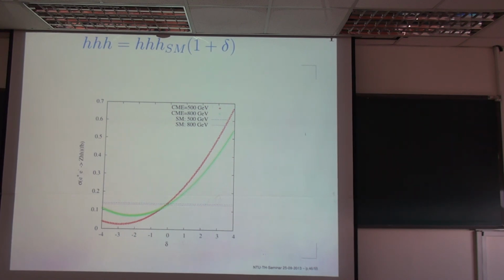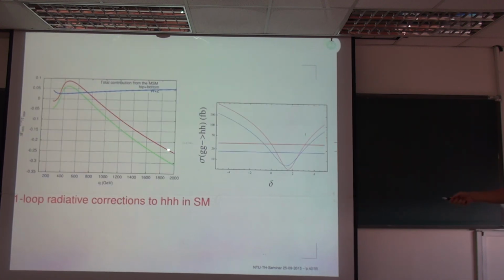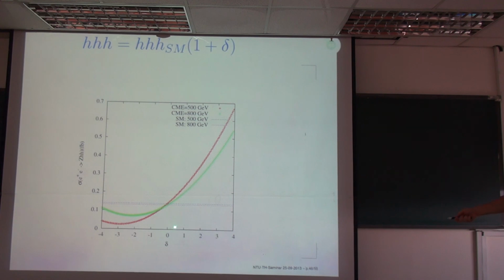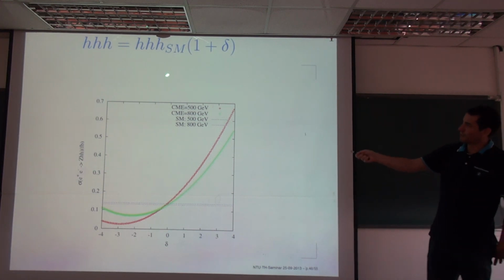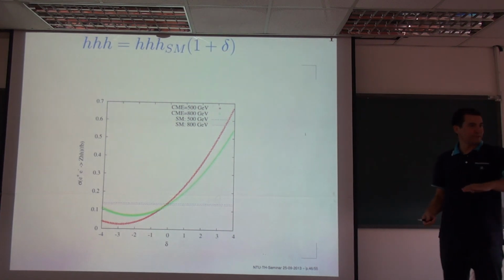So it's the opposite to the LHC. At the LHC, you see we have some enhancement for negative correction. You can enhance the cross section. But for the linear collider it's the opposite. For negative lambda, you have some suppression, which is normal because this cross section is dominated by this coupling. So if delta is negative, you reduce the cross section.